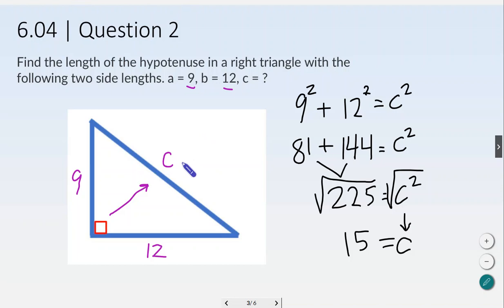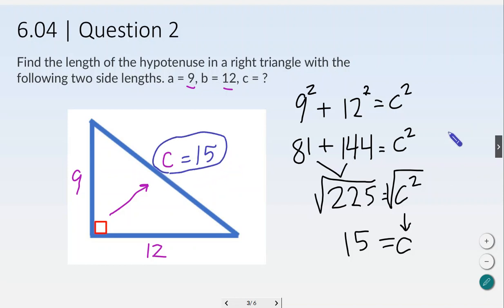And that, again, now let's think about that logically. Does that make sense with the other measurements? Yes, that fits. 9, 12. We know that the right angle side, the hypotenuse side, is the longest length. That's the longest side. And so that does fit. And we can say with confidence that that's our answer. So C is equal to 15.